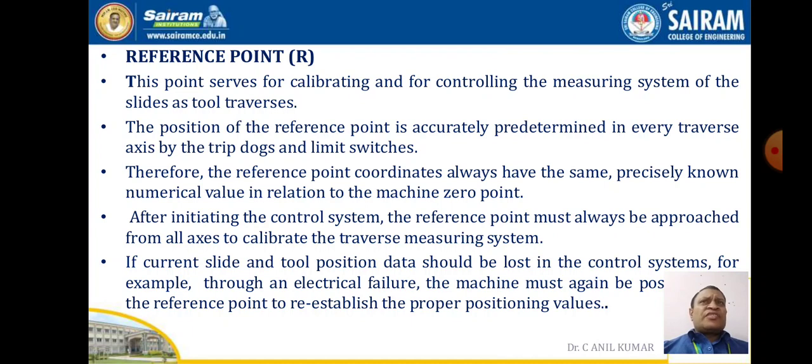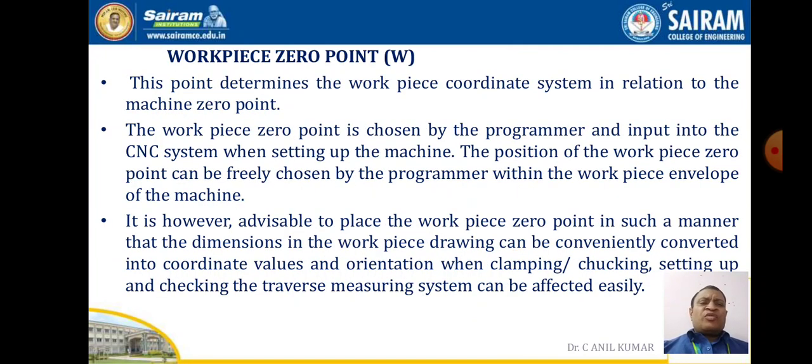Now the next point is the workpiece 0 point. The workpiece 0 point is a point that can be determined on the workpiece coordinate system in relation to the machine 0 point. The workpiece 0 point is chosen by the programmer and input into the CNC system when setting up the machine. The position of the workpiece 0 point can be freely chosen by the programmer within the working envelope of the machine.